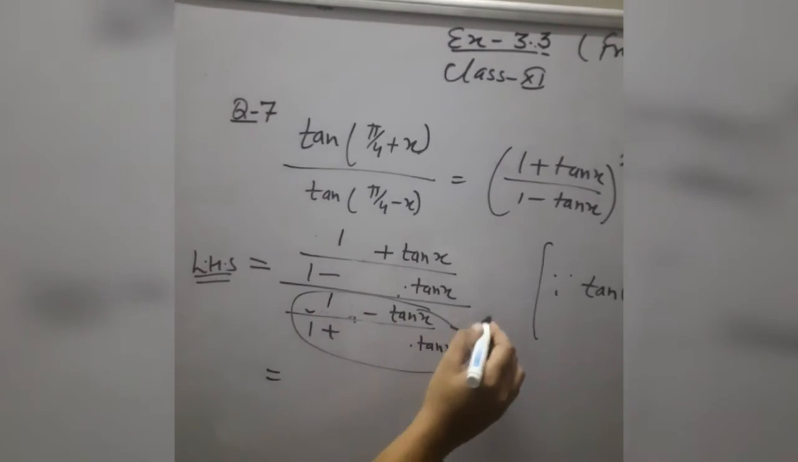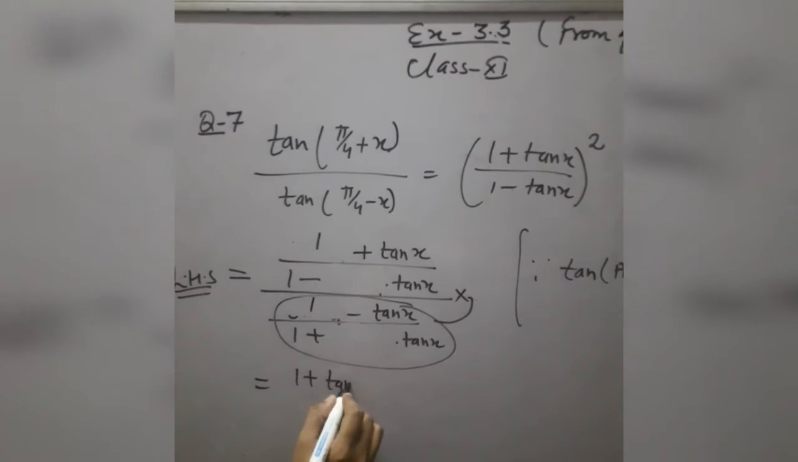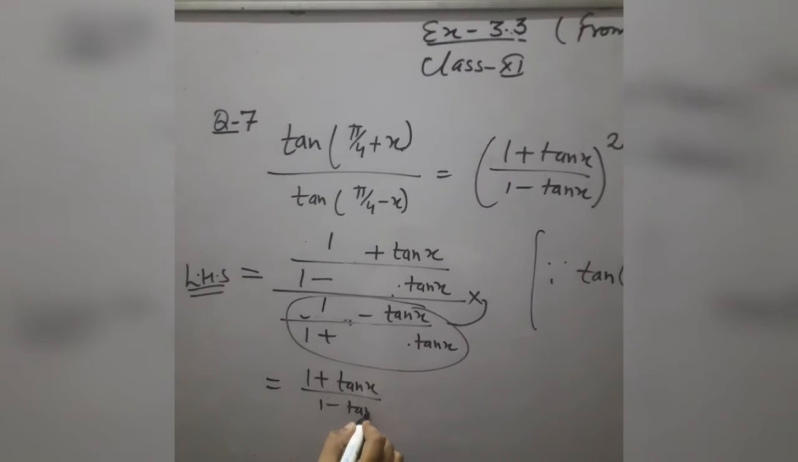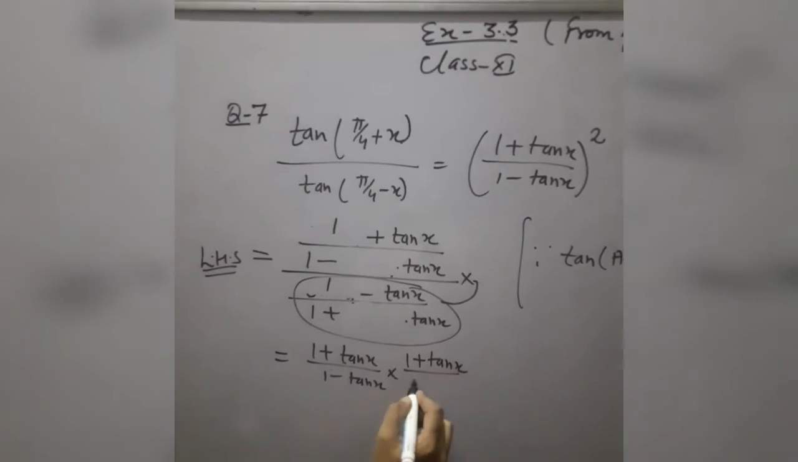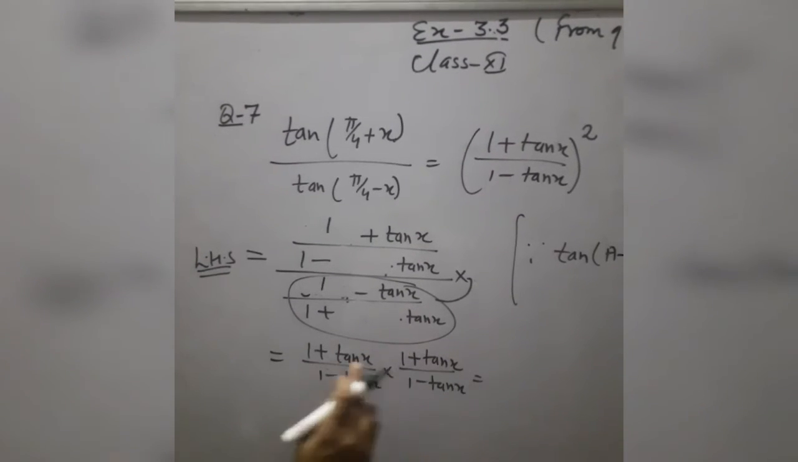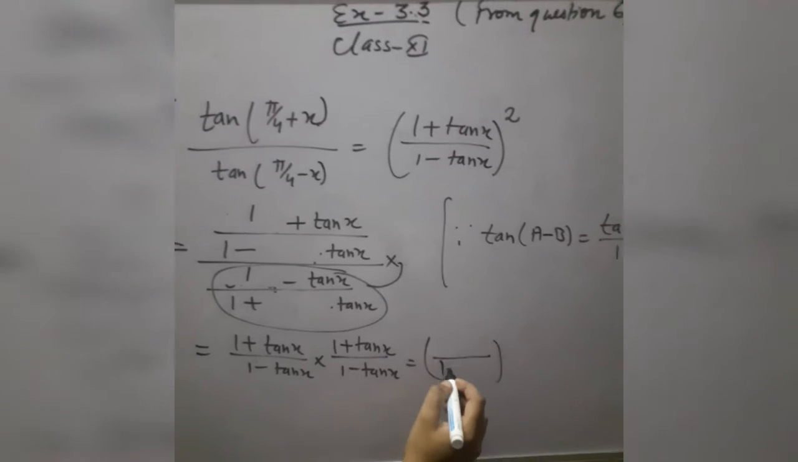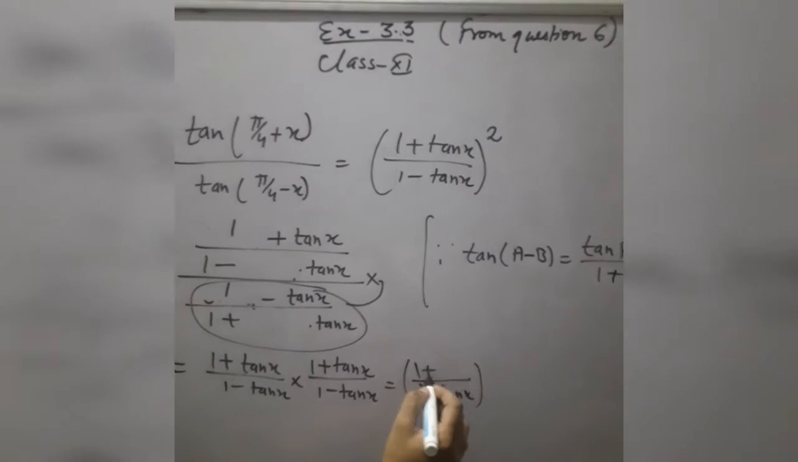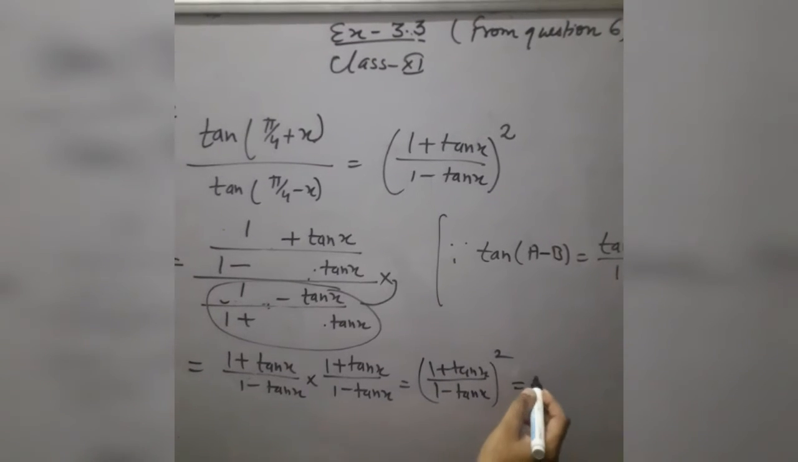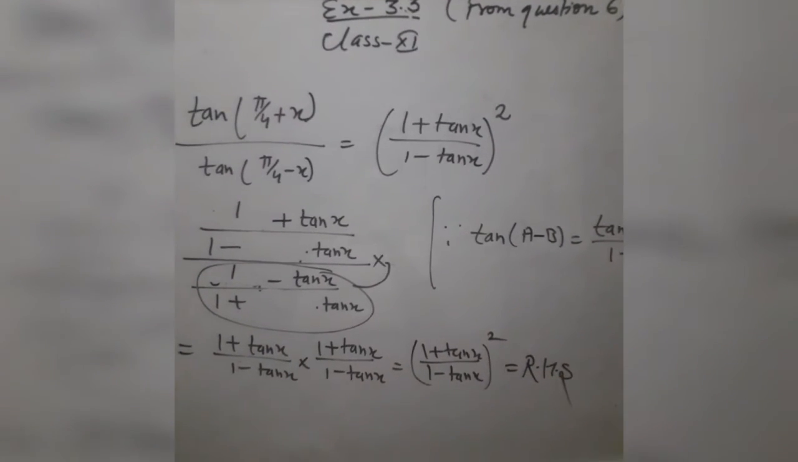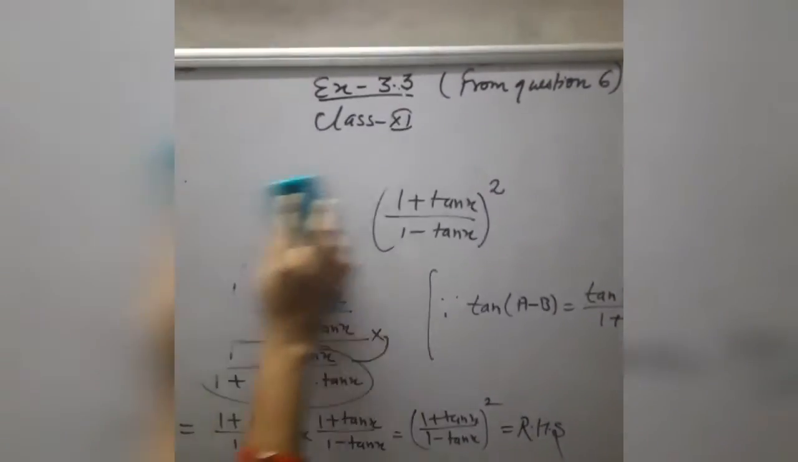When you shift this term to multiplication, you take the reciprocal of it. Then it becomes (1 + tan x)/(1 - tan x) into the reciprocal, (1 + tan x)/(1 - tan x). So 1 plus tan appears 2 times, and 1 minus tan also 2 times. So it becomes ((1 + tan x)/(1 - tan x)) whole square. So this is equal to the right hand side. So this is the proof of this sum. Now let us see the next question, number 8.